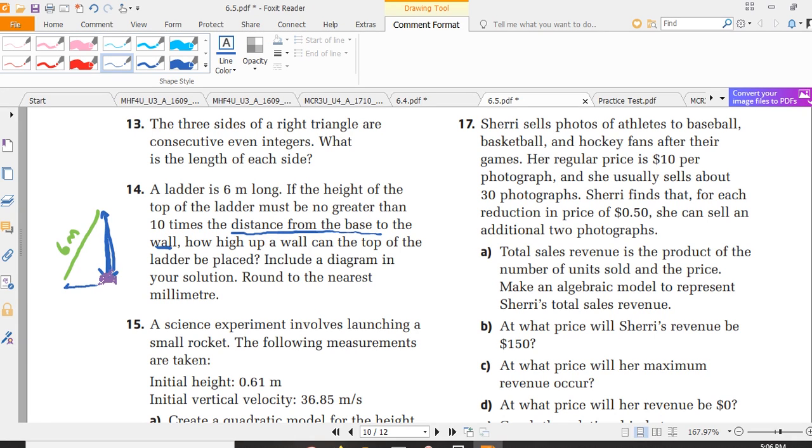So what I'm going to do is label this distance from the base of the ladder to the wall as x. And it's saying the height of the top of the ladder must be no greater than 10 times the distance from the base, and the distance from the base we're going to label as x, and the height along the wall we're going to label that as 10x. How high up a wall can the top of the ladder be placed?